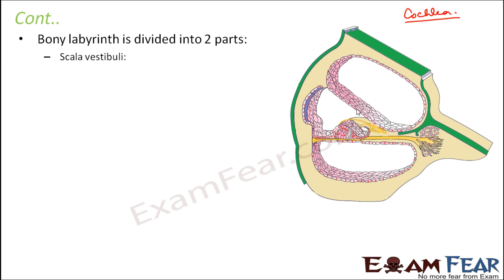So this is broadly divided into two parts, that is scala vestibuli and the scala tympani. So where is scala vestibuli and scala tympani? Now as I said, there are two membranes which form the cochlea. So what are those two membranes? The basilar membrane. So this membrane is the basilar membrane. And the other one is the Reissner's membrane. These are the two membranes which form the cochlea.